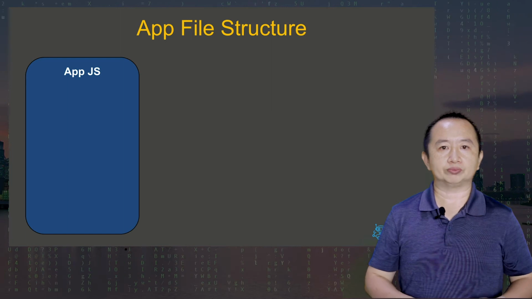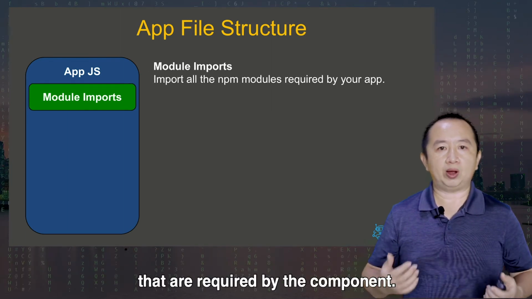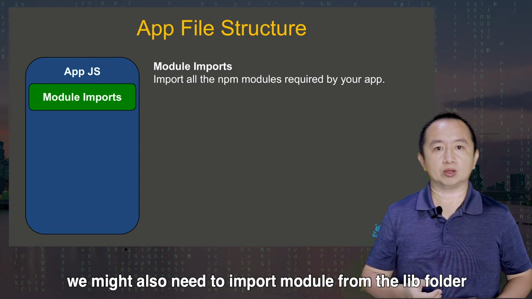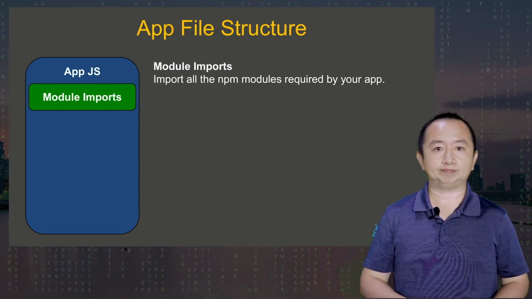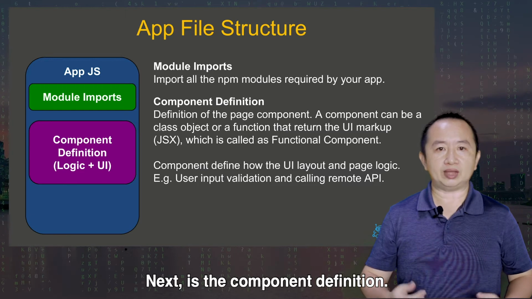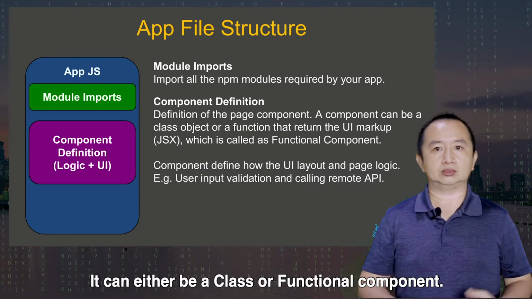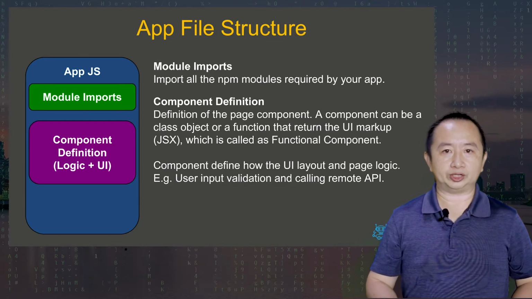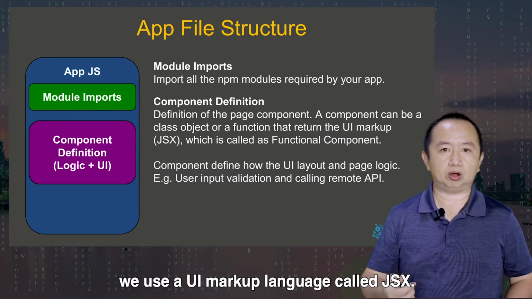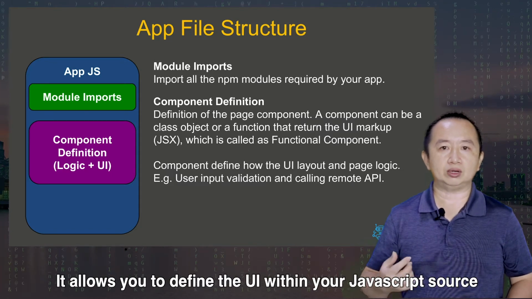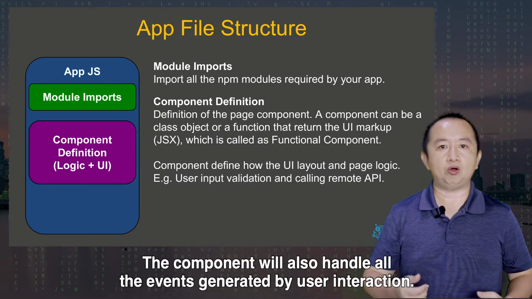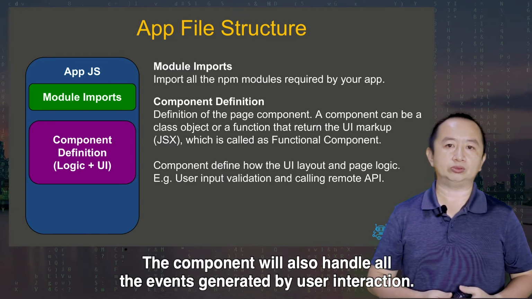At the beginning of the file, we will import other modules that are required by the component. For example, we need to import React module for our application to work. We might also need to import module from the library folder to make the API call in our component. Next is the component definition. It can either be a class or functional component. A component definition includes the logic and the UI layout. In React Native, we use a UI markup language called JSX. It allows you to define the UI within your JavaScript source instead the need to have a separate UI definition file. The component will also handle all the events generated by the user interaction.